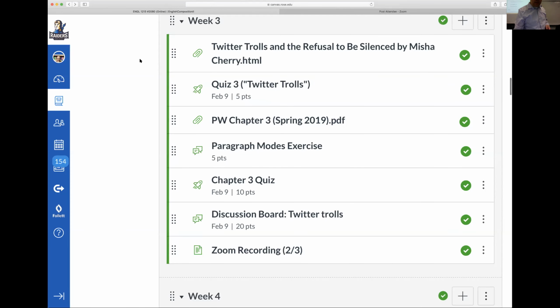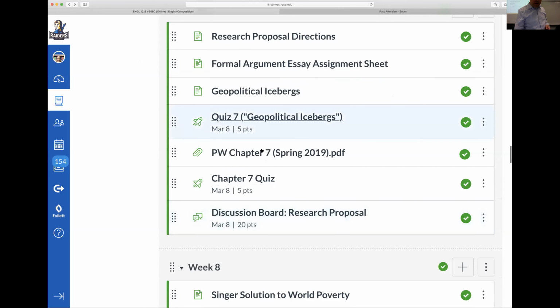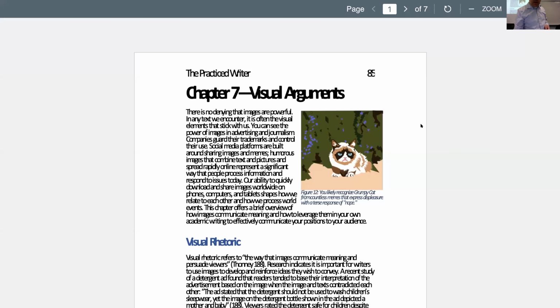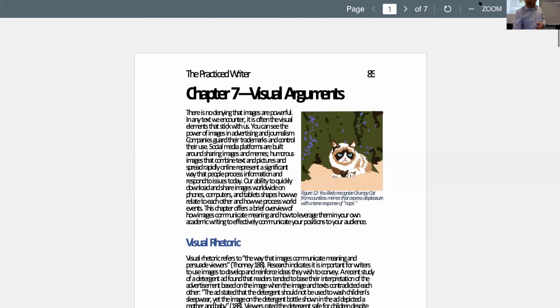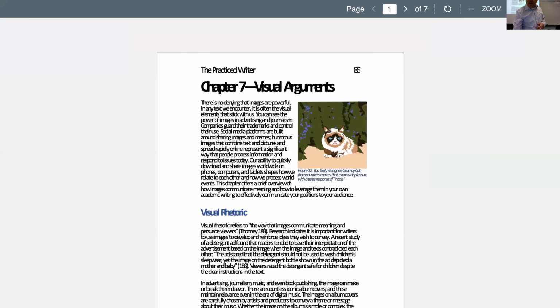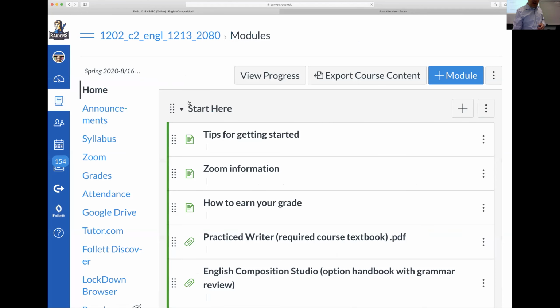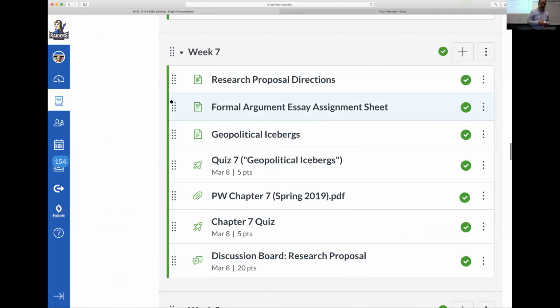And next up, Chapter 7. Chapter 7 is about visual arguments, and for whatever reason, my imaging isn't working quite right here. Okay, so make sure you do read Chapter 7. I won't go through that now, but Chapter 7 has a quiz associated with it as well. So you're going to want to take that. And that quiz over geopolitical icebergs.